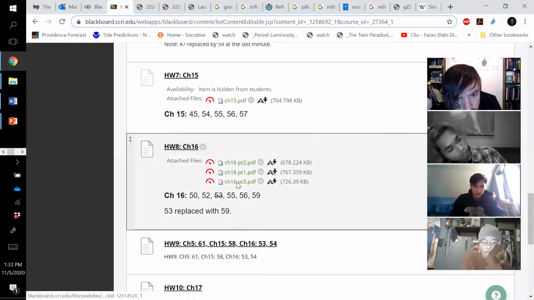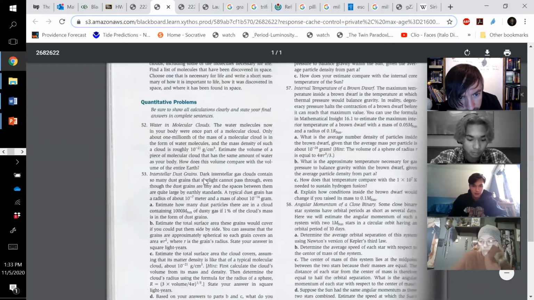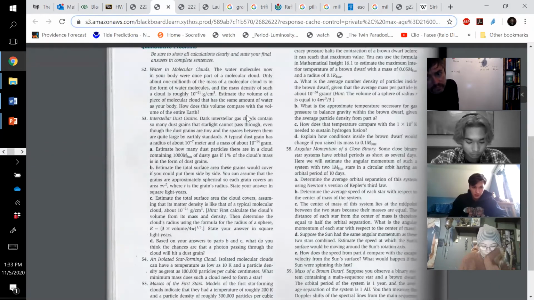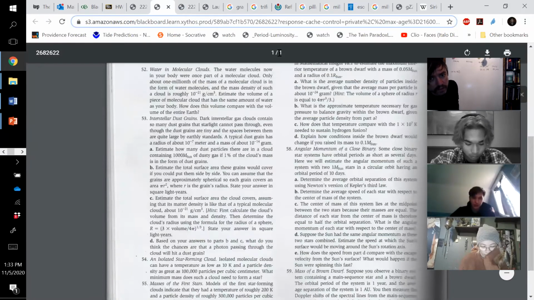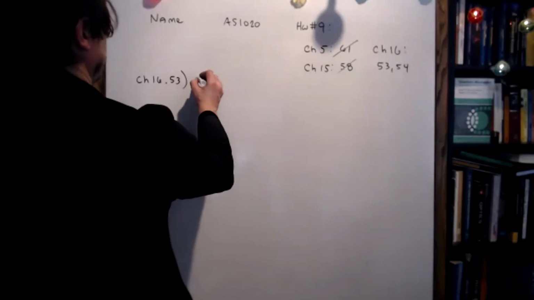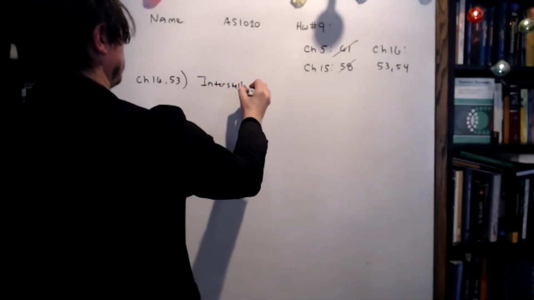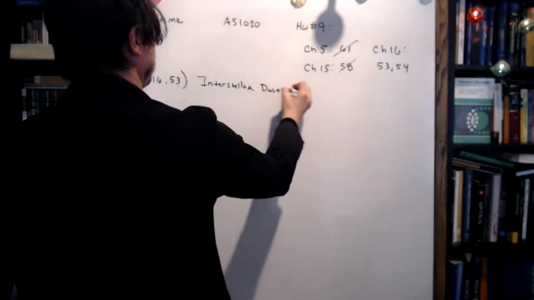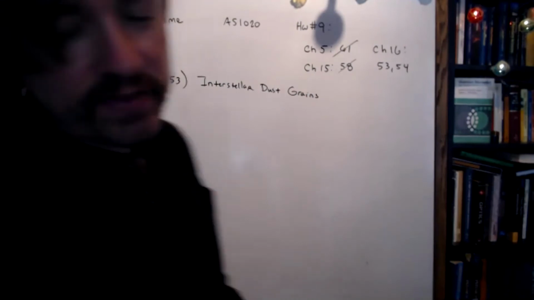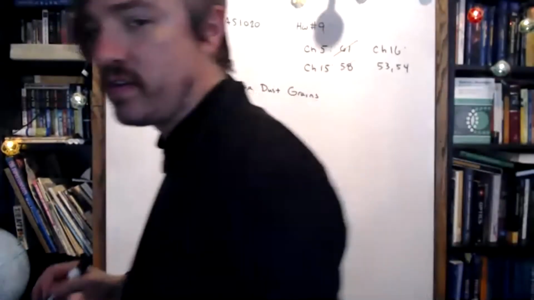I think we need chapter 16, part 3. Interstellar dust grains, right? Interstellar dust grains, yeah. Okay. Hold on a sec. Let me get set up because I'm going to need you to read off the numbers. So this is interstellar dust grains. This is the problem that I didn't have us do last week, but I want us to do it because it talks about a photon propagating through a dust cloud.